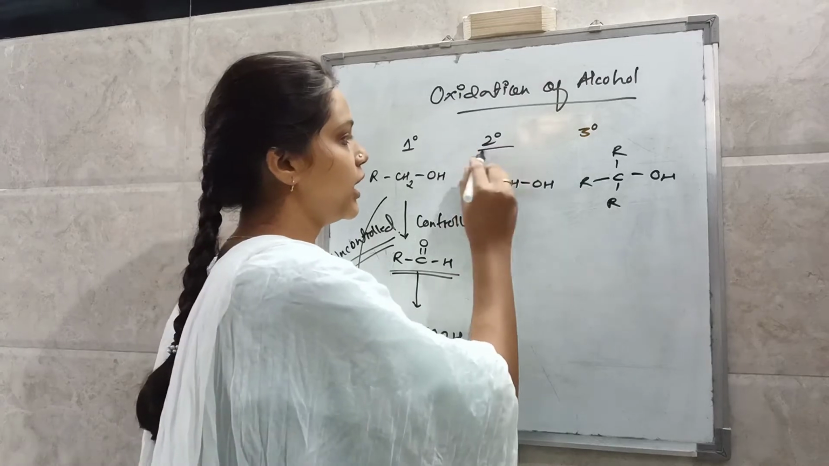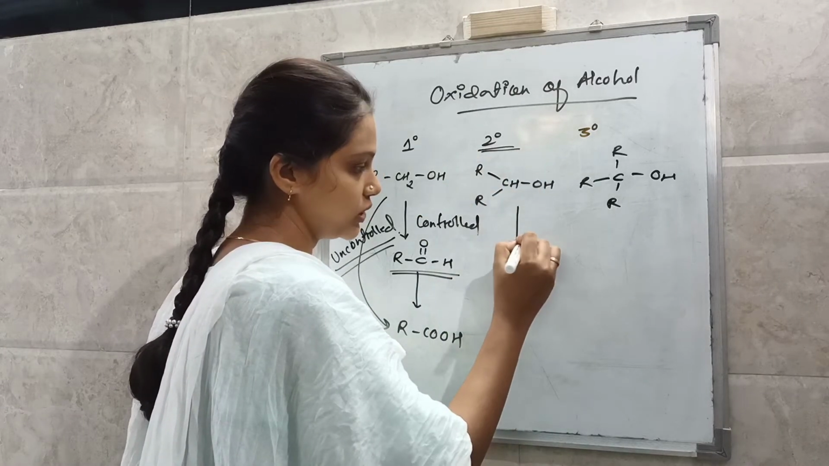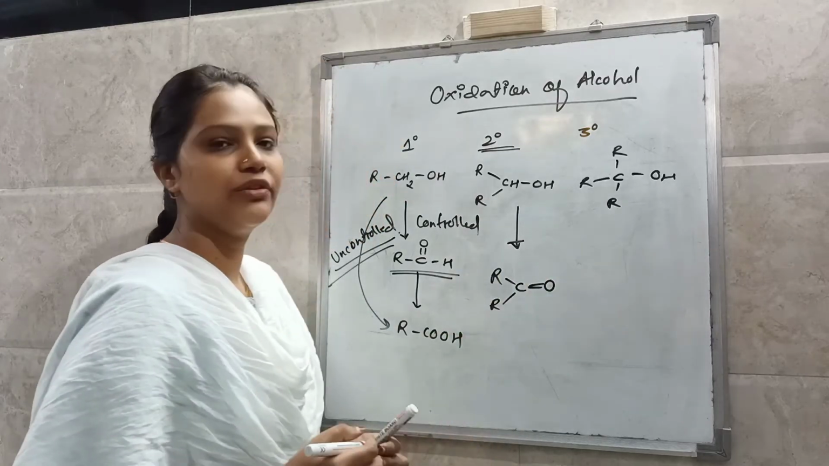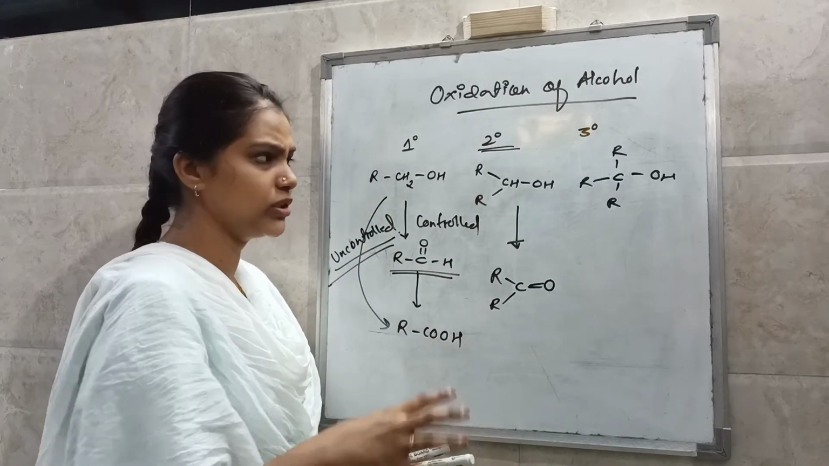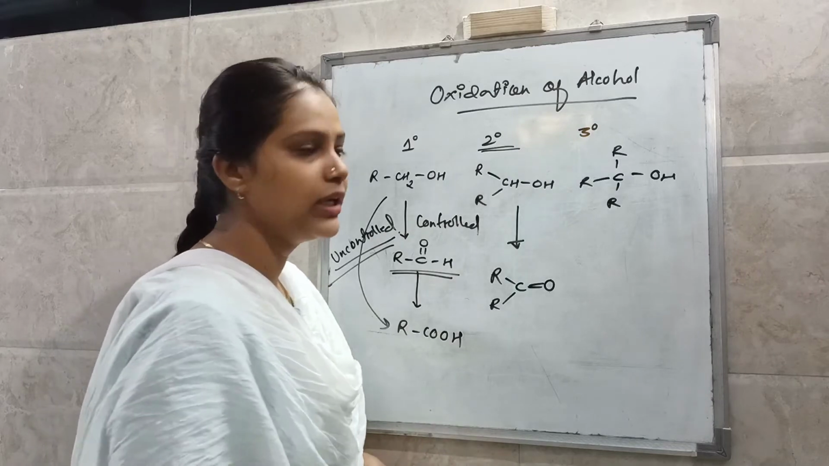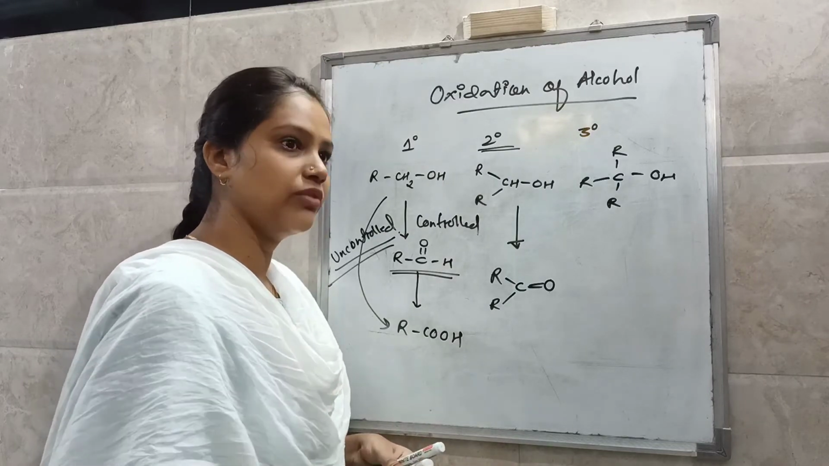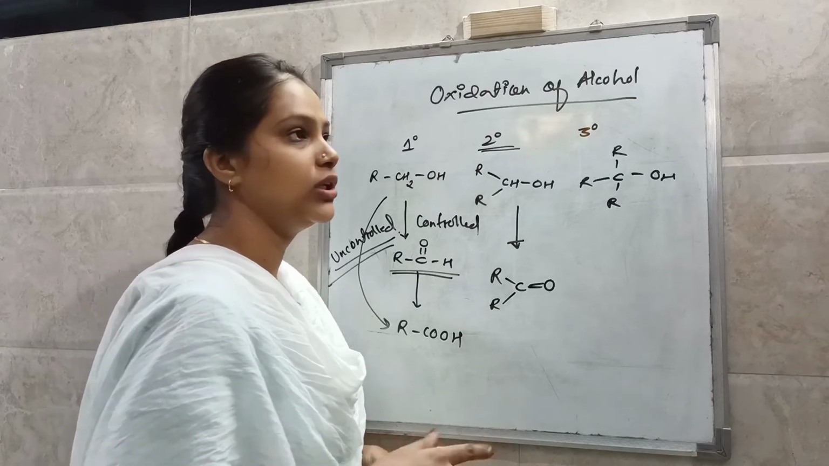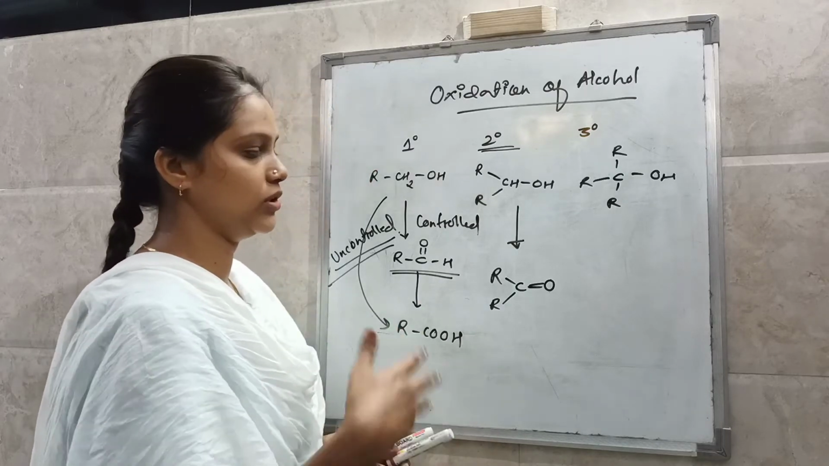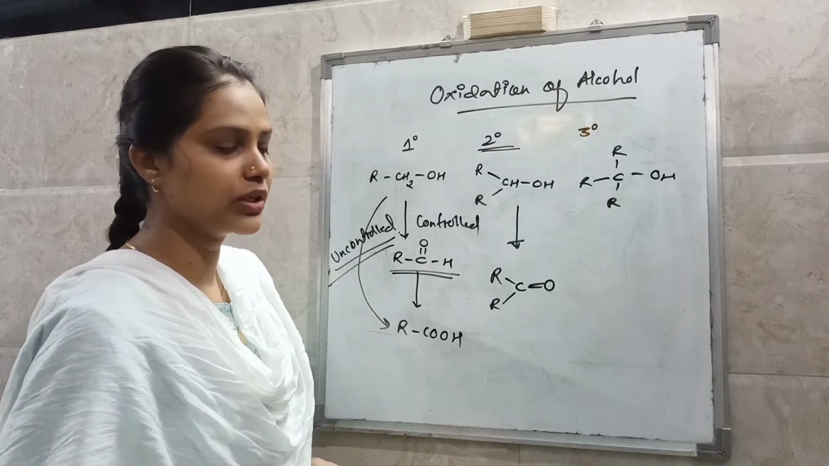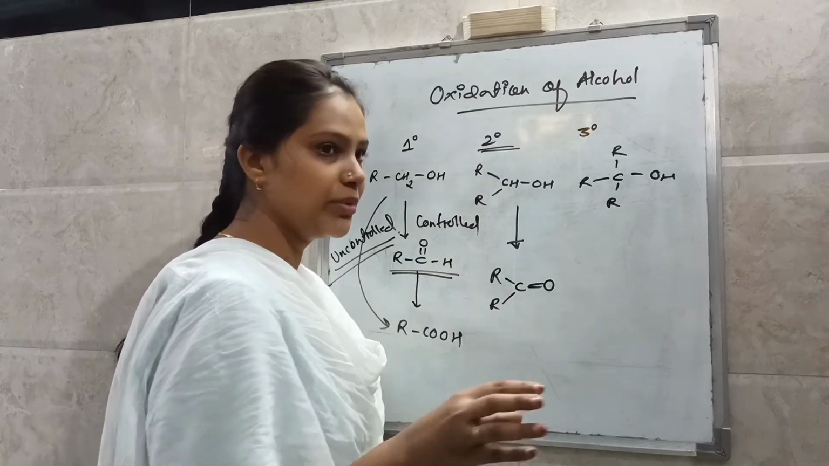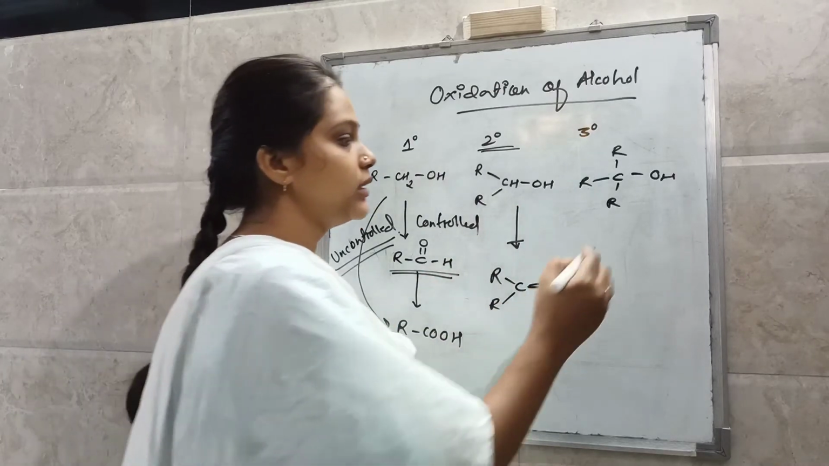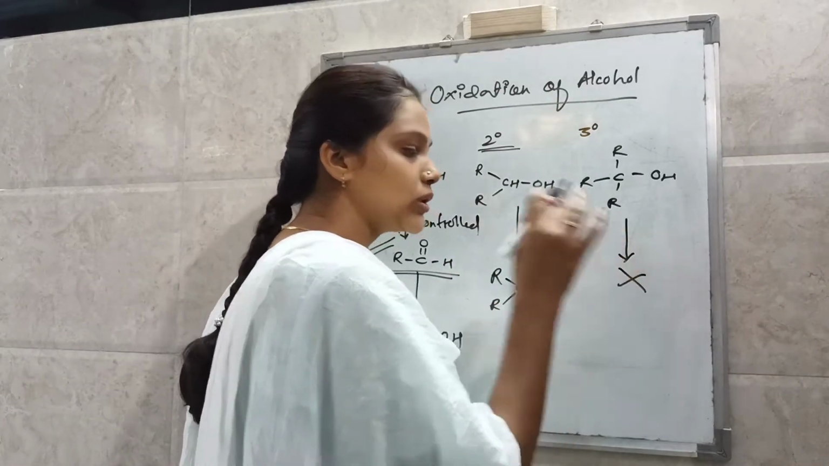Then about secondary alcohol: the secondary alcohol on oxidation will give you ketone. Further oxidation is not possible by using chromium based reagents. There is oxidation of ketone also, like in Baeyer oxidation, in which ketone further oxidizes to ester and so on, but by chromium based reagents you can oxidize only to ketone. And tertiary alcohol will not oxidize.